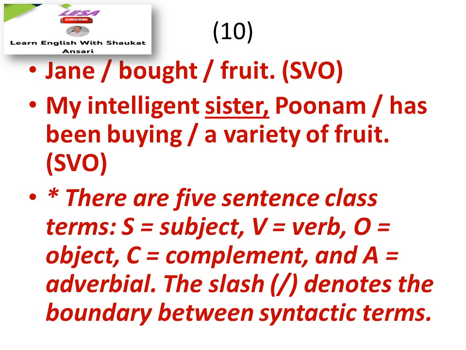Sometimes you have to use more than one word, and one word is the principal noun there, and that is the subject. Take the example here. My intelligent sister, Poonam, has been buying a variety of fruit. Here, the subject is not the complete clause, my intelligent sister. Here, the subject is sister, Poonam, the verb is has been buying, and the object is a variety of fruit.